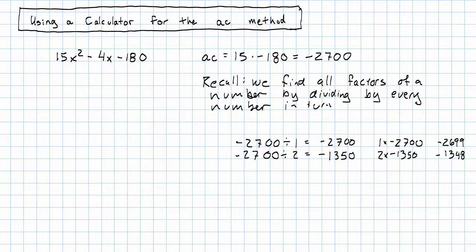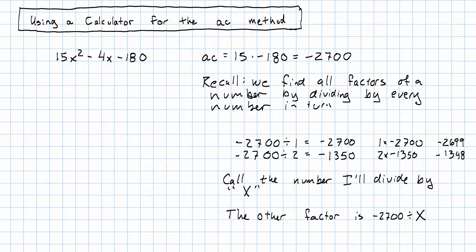But this is a boring, repetitive task, and we know someone who's really good at boring, repetitive tasks, namely the calculator. Here's what I'm going to do. I'm going to call the number I'll divide by capital X, because that's what the calculator calls its variables. Then the other factor is negative 2,700 divided by X. And the sum, the place I'm going to look for negative 4, is those two added together.